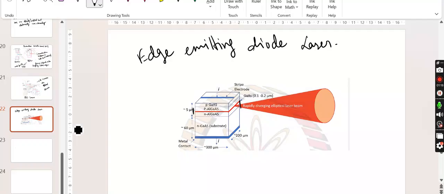So there is aluminum gallium arsenide, and between the aluminum gallium arsenide layers there is only gallium arsenide, and that is the active region. To restrict the current flow through a narrow region and increase the density of the charge carriers, the electrical junction is taken by laying a strip electrode. This is the strip electrode.